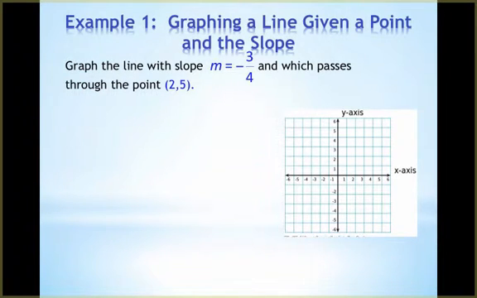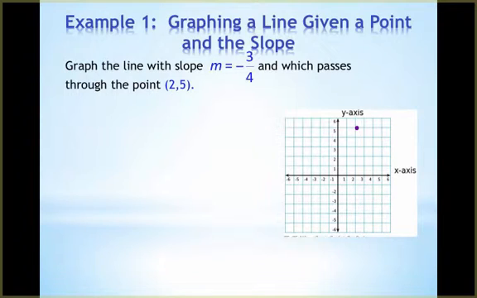Let's start with the example that we have to graph a line with a slope of -3/4 and passes through the point 2, 5. So let's first of all start by plotting our point. Since we know that it starts at 2, 5, then we can go over 2, up 5, put our dot.